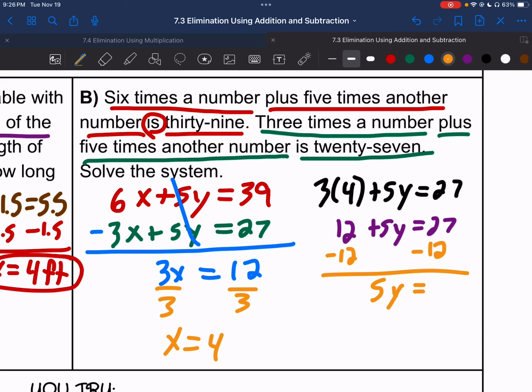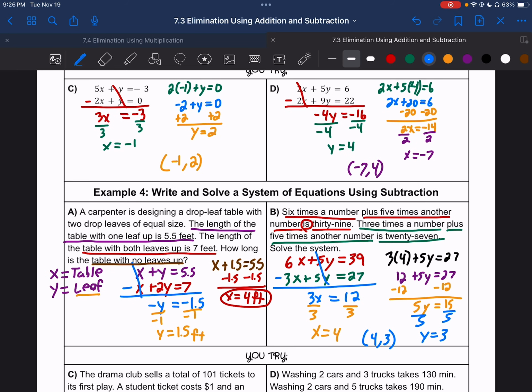5y is equal to 15. Divide by 5, y is equal to 3. So your ordered pair for this one is (4, 3). Now, what's the difference between these two? Because, right, the first one I didn't necessarily write as an ordered pair, and this one I did.